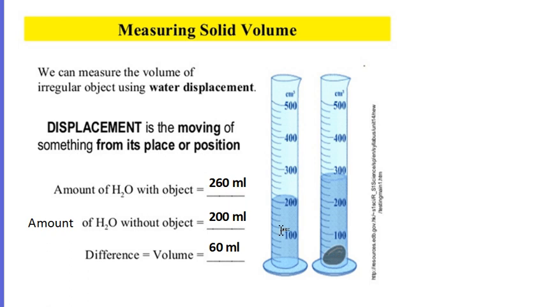So by measuring the difference, taking the volume of the water with the object in it, and we subtract the volume of just the water, that tells us the difference between these two. The only difference between these two cylinders is that we put this object in it. So the difference in the level of water is equal to the volume of the object. So at the end here, we've got 260 milliliters. We subtract the starting of 200. That means this object, this what looks like a rock, is 60 milliliters.